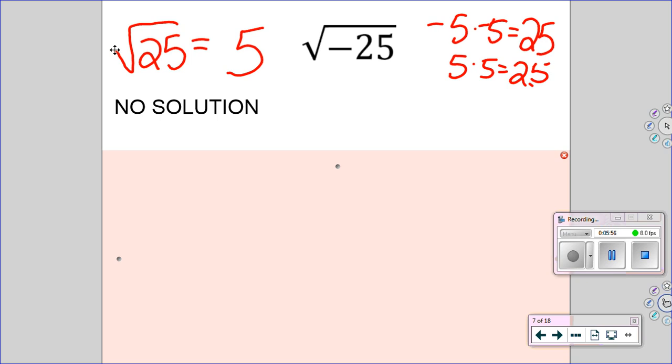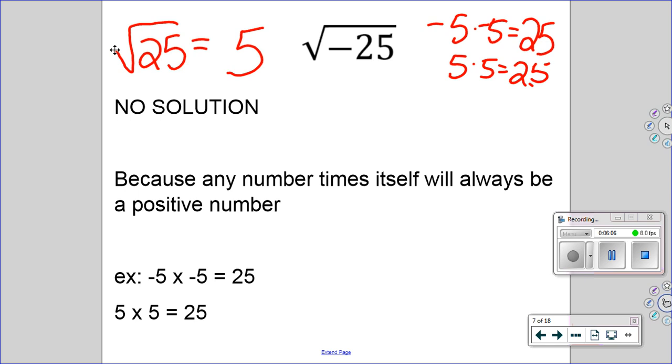You cannot have a negative number under the radical sign and take the square root of it. You can't do it because of our integer rule. Because any number, and you're writing this down, please, any number times itself will always be a positive number. So negative 5 times negative 5 is always positive. Positive 5 times positive 5 is always 25. So there's always no solution, is what you write as your answer, if there is a negative under the radical sign.